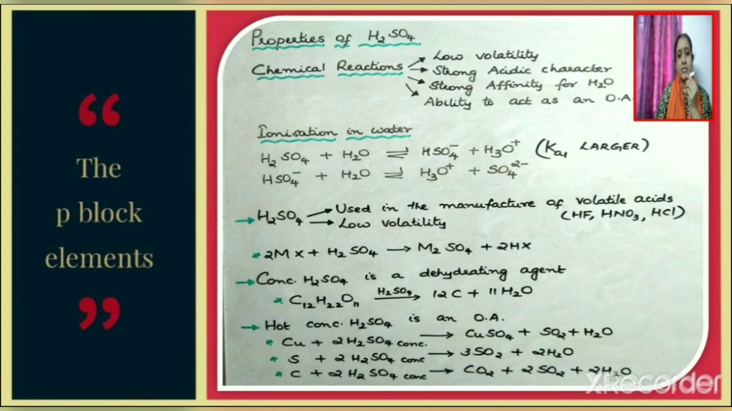Hot concentrated sulfuric acid acts as an oxidizing agent. So let us now consider the following reactions. Copper reacts with concentrated sulfuric acid to give copper sulfate, sulfur dioxide and water. Sulfur reacts with concentrated sulfuric acid to give sulfur dioxide and water, whereas carbon reacts with concentrated sulfuric acid to give carbon dioxide, sulfur dioxide and water.